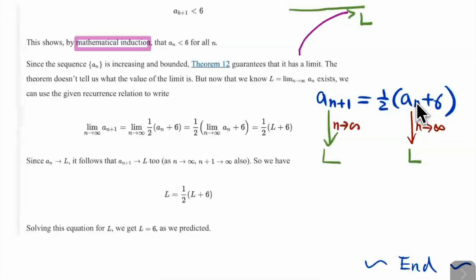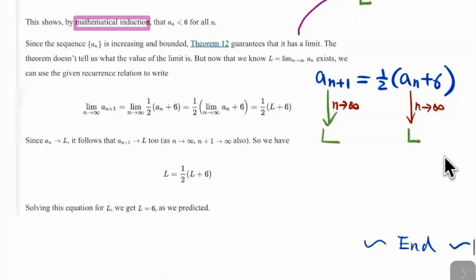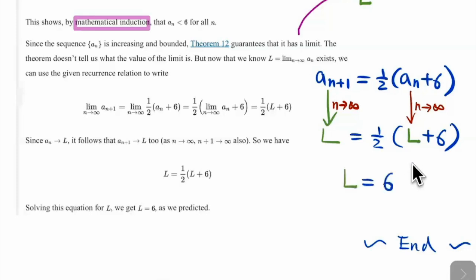So if I take the limit as n goes to infinity on both sides, I would have L is equal to 1/2 L plus 6. Now we get a simple equation. If you solve this simple equation, what does L equal to? L is equal to 6. Yeah. So you see that the limit over here is going to be 6 like this.